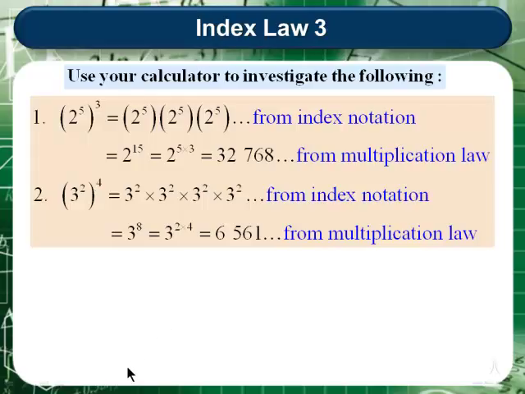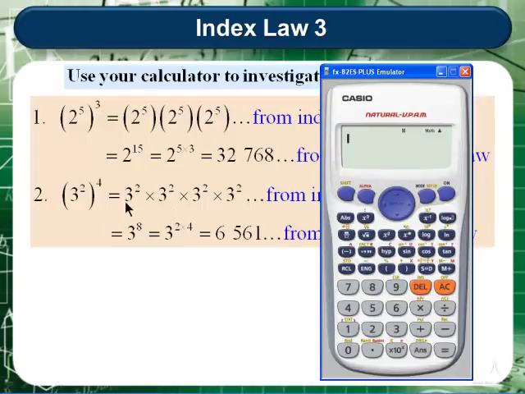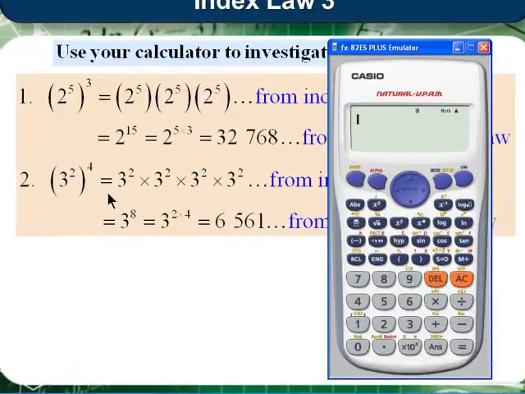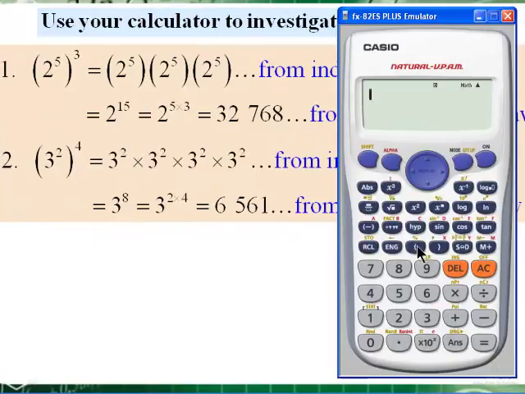So let us use our calculator to confirm the correctness of one of these results. Let us use the calculator in the second example. So we have 3 to the power 2, and this all raised to the power 4.